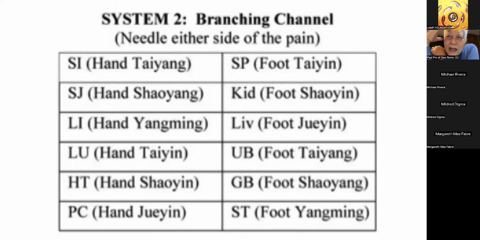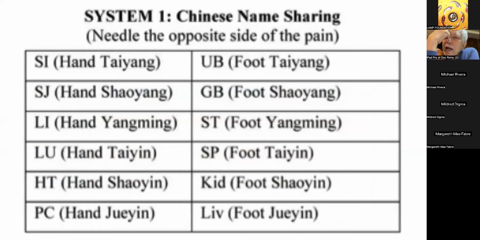Headache, Doc. GB14. Gallbladder 14. Okay, nasaan ba yun? Forehead. GB14 sa itaas ng kilay. Yes, Doc. Okay, using system 1. Anong panggamot dito? Triple warmer. Okay. How will you find out the point na dapat gamitin?